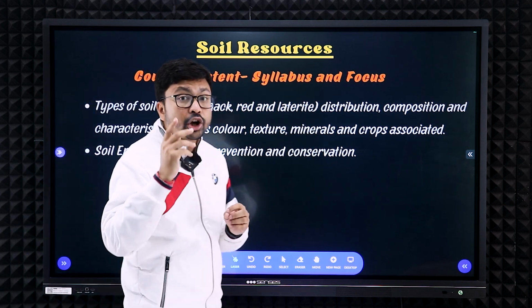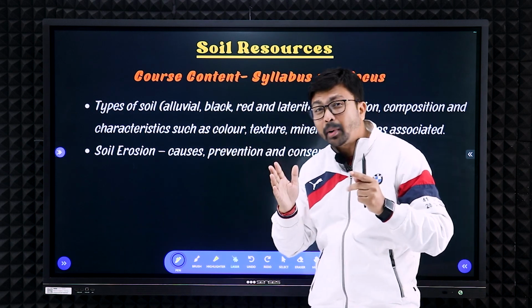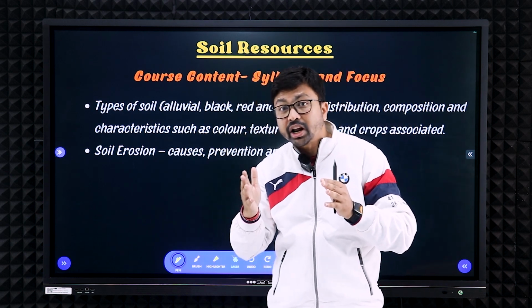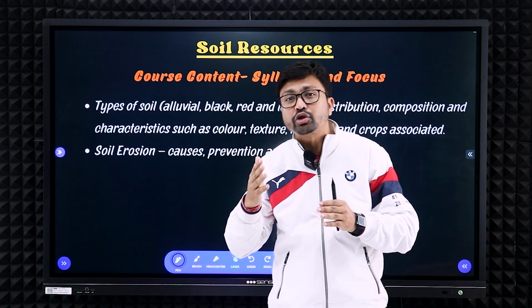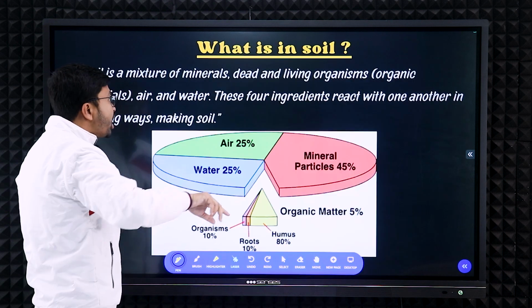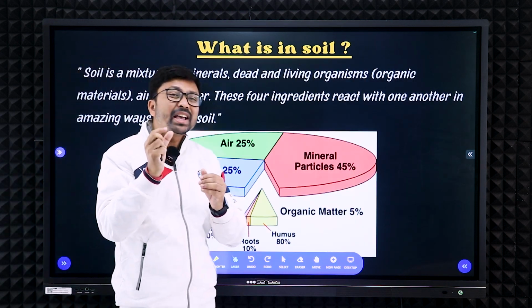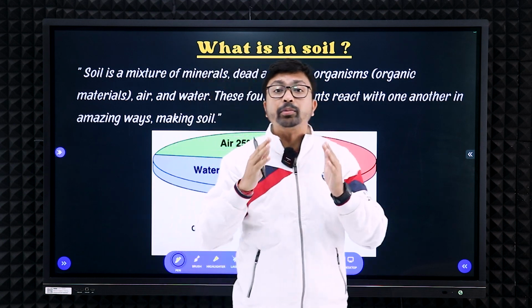Next, soil erosion is another part. In soil erosion, you need to discuss what the types of soil erosion are and what measures you need to take to counter this problem of soil erosion, right? But before that, you need to know what soil is. Those are the basic introduction you need to know from the soil chapter.